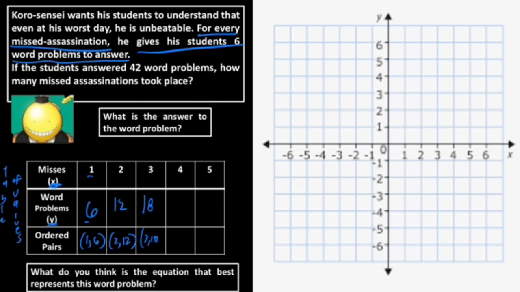If you have 4, it will be 24. And that will be at (4, 24). And lastly, if you have 5, that will be 30. And it will be allocated at (5, 30). So with that being said, you now have 5 different ordered pairs. And you may start plotting it on the Cartesian coordinate plane.